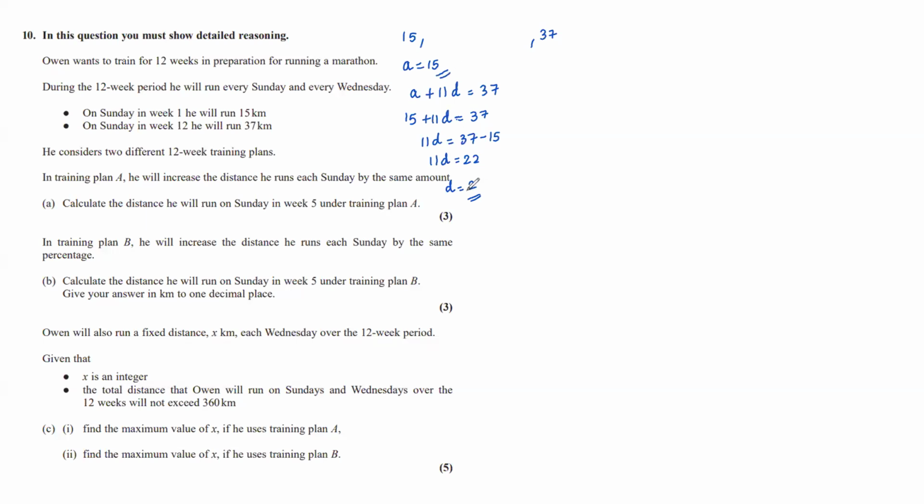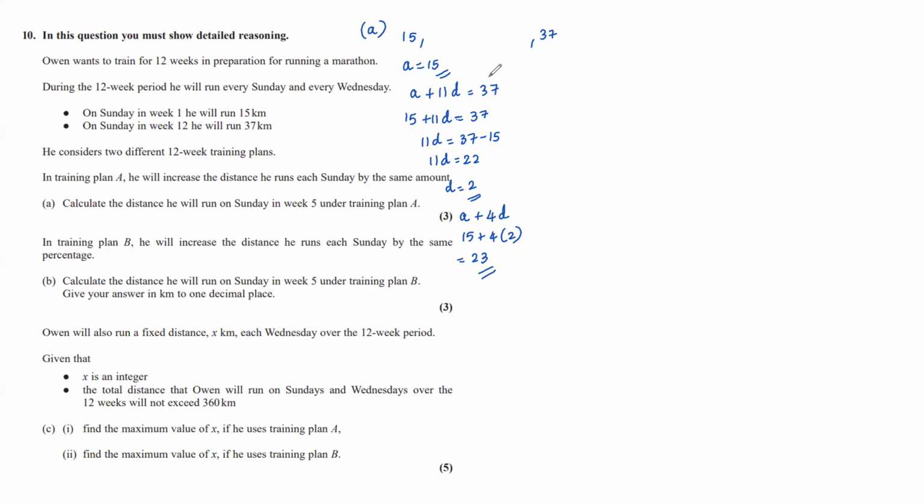We know A is 15, D is 2, and they're asking us to find out the fifth term here. Fifth term is what? A plus 4D. That is 15 plus 4 into 2, which is 23. That will be the answer for the A part, which was the arithmetic sequence.